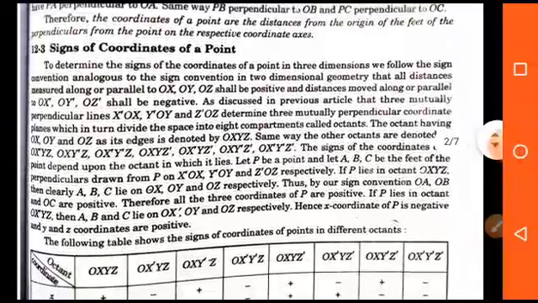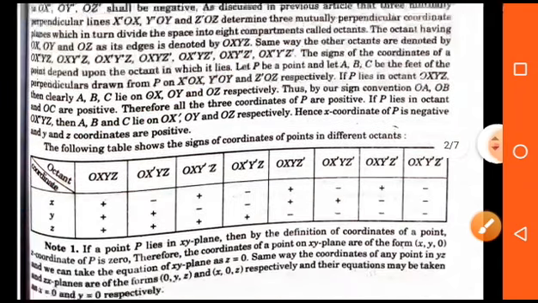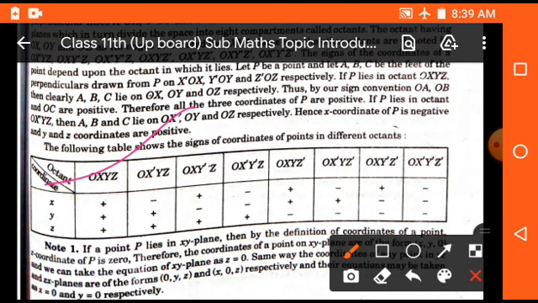Now I will discuss here the sign of coordinates of a point in three-dimensional geometry. As you know, in the case of 2D, there are four quadrants, positive x-axis, negative x-axis, positive y-axis and negative y-axis. But in the case of 3D geometry, we will study eight octants, which are given as: first is O-X-Y-Z.